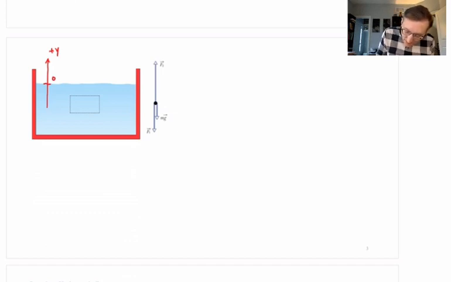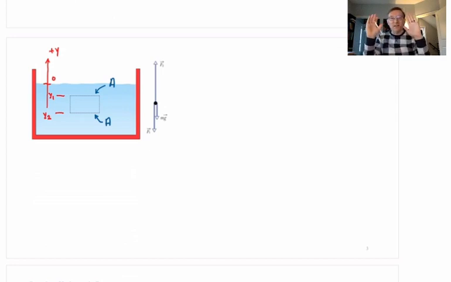I will say the top level of the liquid is at y1. And the bottom level of the liquid is at coordinate y2. y2 is lower than y1. And both the top surface of this parcel and the bottom surface of this parcel have surface area A. And yes, of course, there are 4 sides, in addition to the top and the bottom, and they have some area, but I'm not going to worry about those.